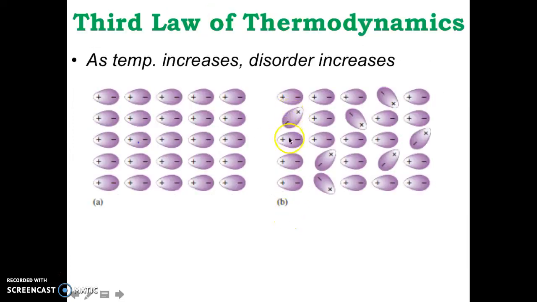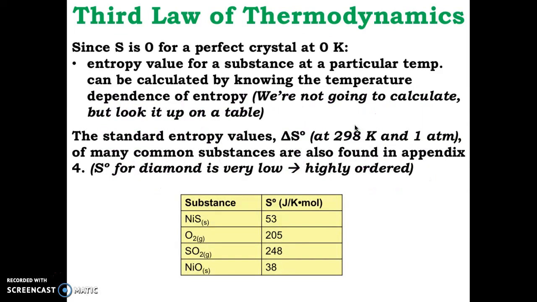And what that kind of looks like is this. Here we have this perfect organization. So as temp increases, disorder increases. The molecules start moving and our disorder starts becoming greater. It becomes more disorganized. All right, so since S is 0 for a perfect crystal at 0 Kelvin, entropy values for a substance at a particular temp can be calculated by knowing the temperature dependence of entropy. We're not going to calculate it, we're just going to look it up on a table, but that's how scientists can determine this delta S value.